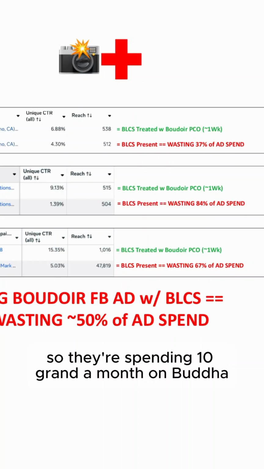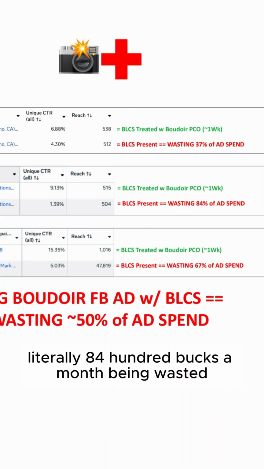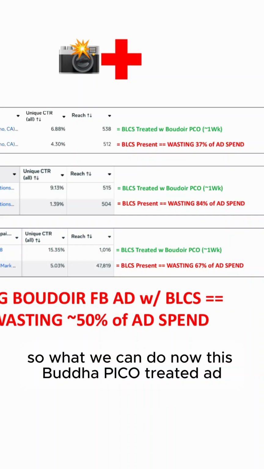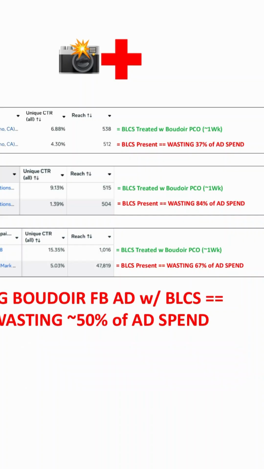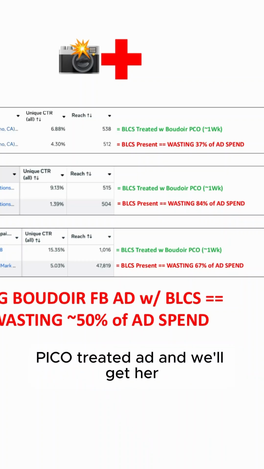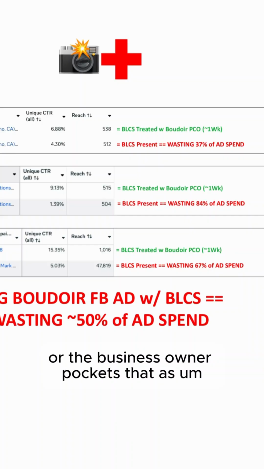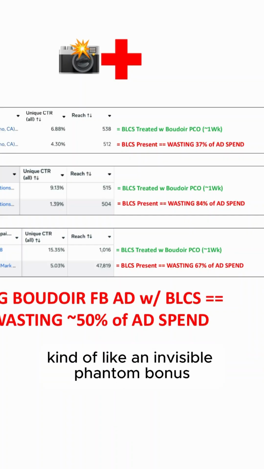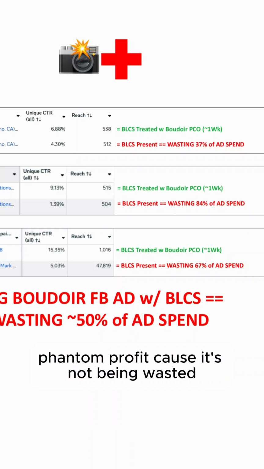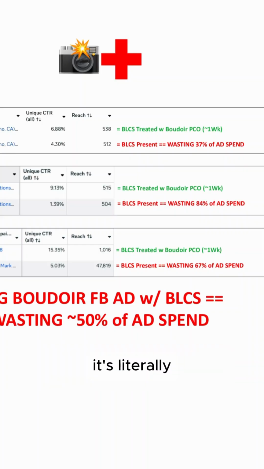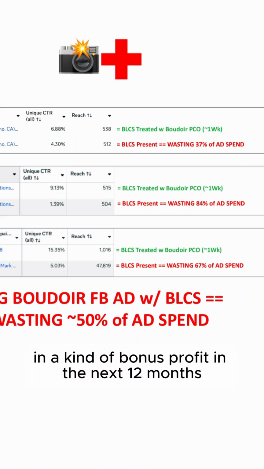So if they're spending 10 grand a month on Boudoir Facebook ads, literally $8,400 a month is being wasted, thrown out the window. So what we can do now with this Boudoir Pico treated ad is eliminate that wasted ad spend, only spend the difference, $1,600 a month on the Boudoir Pico treated ad, and we'll get our ad into the same number of women's brains as the original at 10 grand a month spend. So massive gains there, and we pocket that $8,400, or the business owner pockets that as kind of like an invisible phantom bonus, phantom profit, because it's not being wasted. It's literally something like 100 grand in bonus profit in the next 12 months.